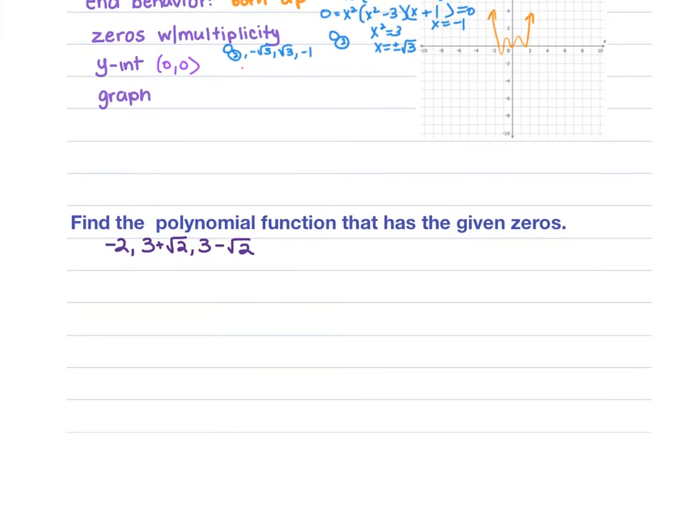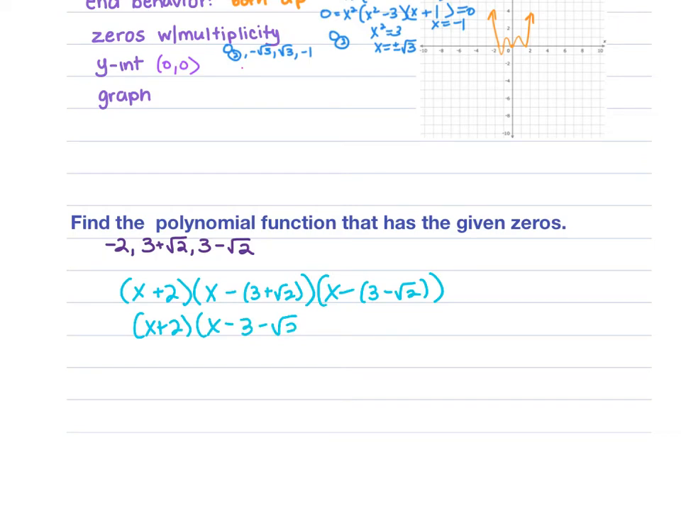All right, finding the polynomial function that has the given zeros. What happens when I give you the zeros and ask you for the equation? That's what this kind of example is. I'm going to put an x minus in front of each of these, which changes the signs. x minus negative 2 becomes x plus 2. x minus 3 plus root 2. x minus 3 minus root 2. Remember, anything with a root that's opposite is going to cancel out.